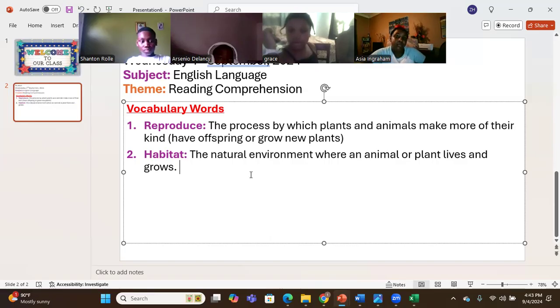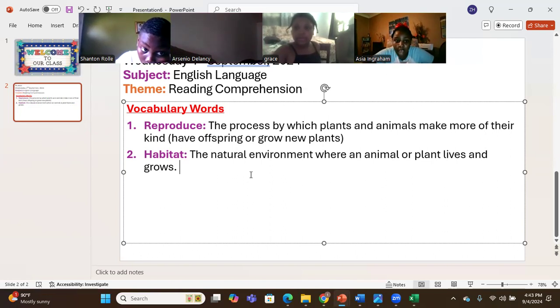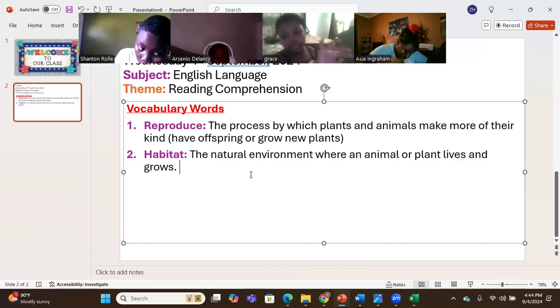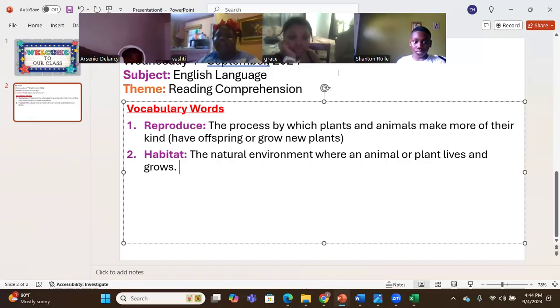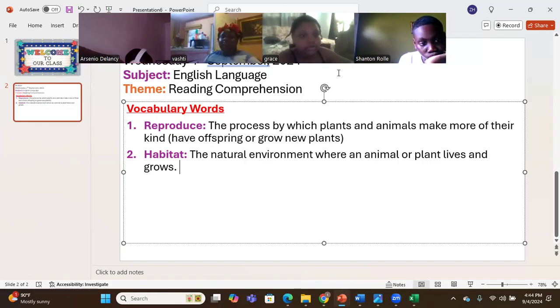So, Asia, can you read the definition for habitat? Natural environment where an animal or plant lives and grows. Very good. Thank you, Asia. Arsenio, can you read the definition of habitat? The natural environment where an animal or plant lives and grows. Good. And Grace, can you read the definition of habitat? Go ahead, Grace. The natural environment where an animal or plant lives and grows. Very good. So that's the definition of habitat.